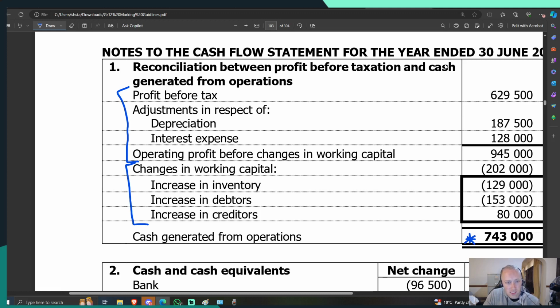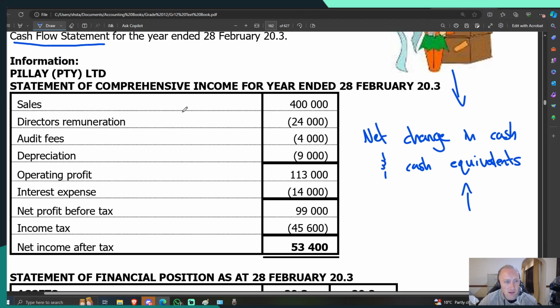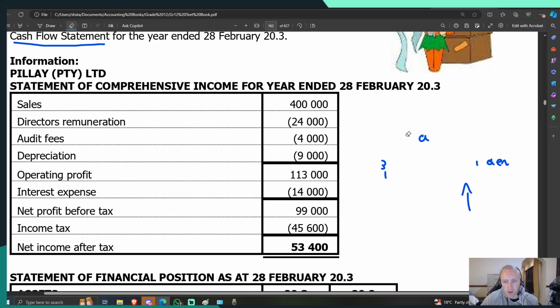Now, the first part, getting your operating profit before changes in working capital, is quite easy. We take our profit before tax, we add back depreciation, and we add back interest expense. So let's go to the information that we are provided with. Here is our statement of comprehensive income. Let me just erase this that I wrote earlier. We don't need that right now. All right, here is our income statement. We have net income after tax. Is that the one we need? No, it is not. We need the net profit before tax.